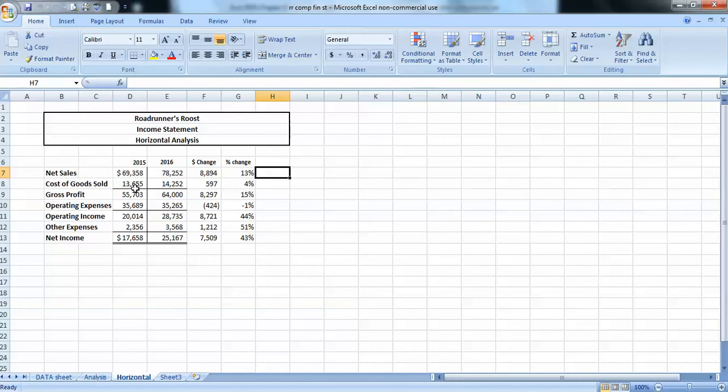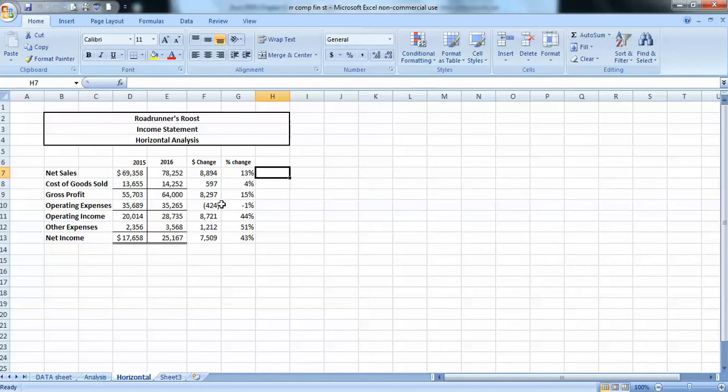Then if we go on to the cost of goods sold and we subtract the 13,656 from the 14,252, we see that we had an increase of only $597. That's an increase of only 4%. So while we increased sales, we held down the cost of our goods sold to leave us with a change of a 15% increase in gross profit.